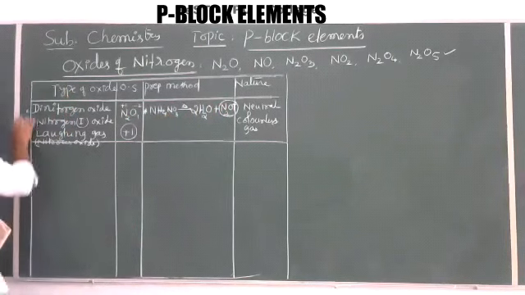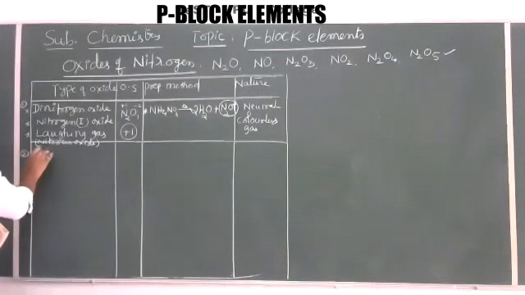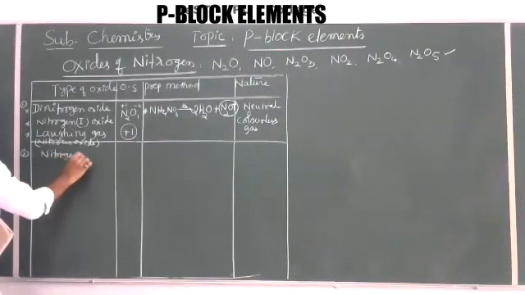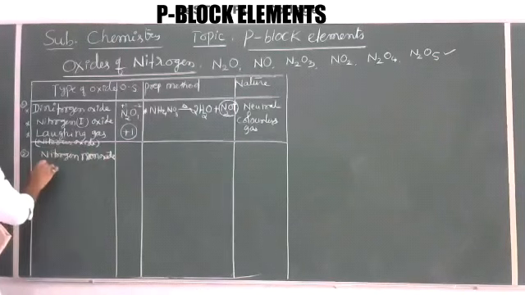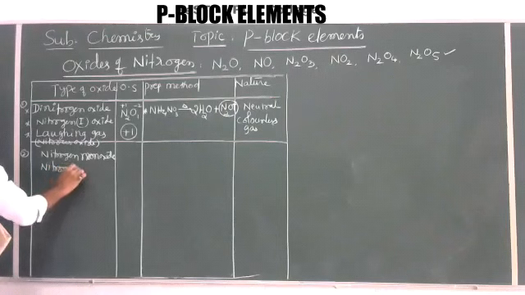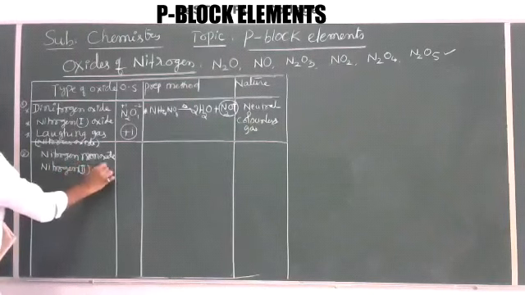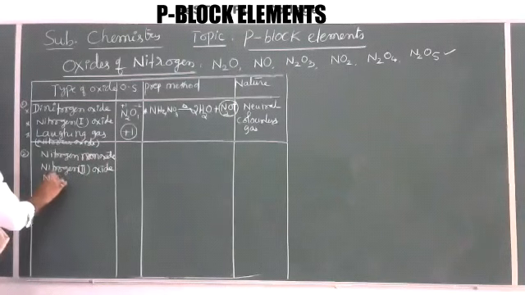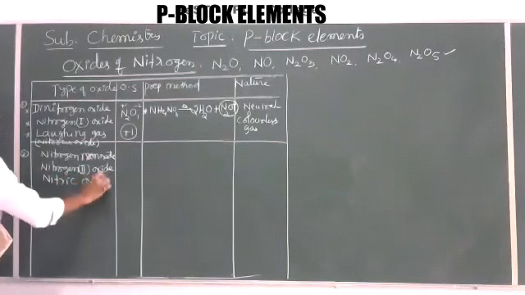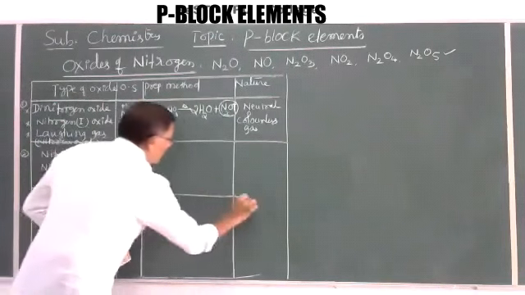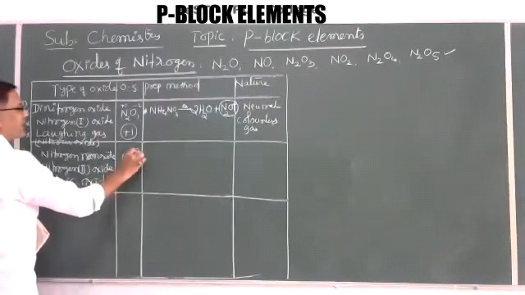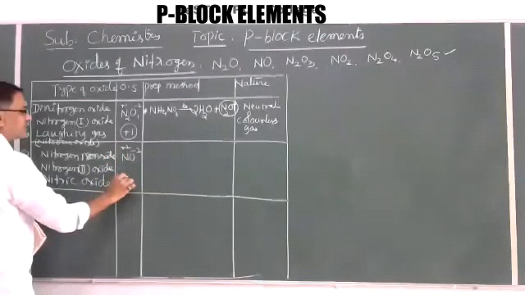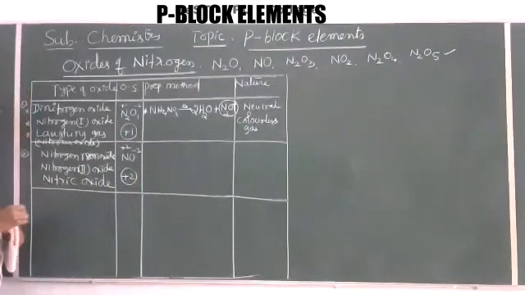The next one, the second oxide, is nitrogen monoxide. This nitrogen monoxide is also called nitrogen 2 oxide. This is also called nitric oxide. Now this nitric oxide formula is NO. Oxygen is -2, so nitrogen is compulsorily +2. That's why its oxidation state is +2. Very, very important.